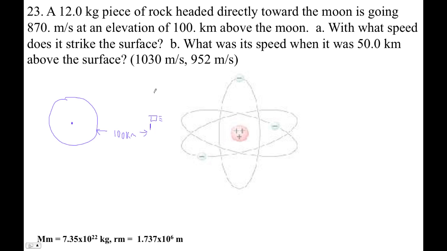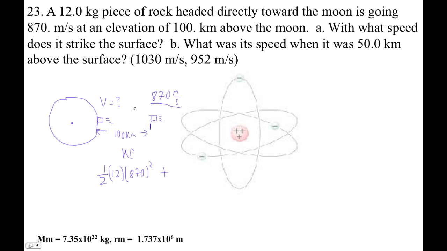Above the moon, it's going 870 meters per second, right? And then the question is, how fast is it going? It must be going faster when it strikes the surface of the moon, right? So what is the speed that it strikes the surface? So when it's at a height of 100 kilometers and going 870 meters per second, its energy is, well, let's figure this out. It's definitely 1/2 times 12 times 870 squared. This is our kinetic energy, right?